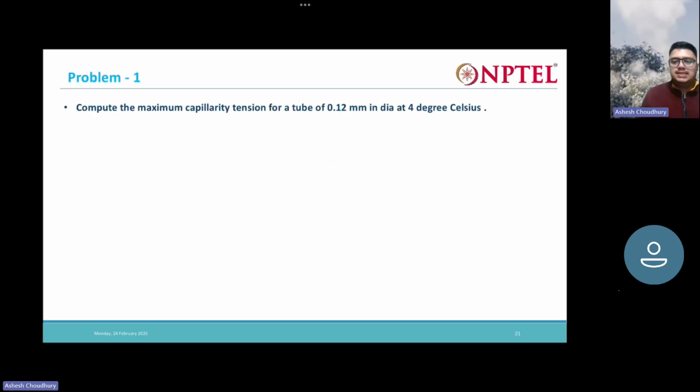So let us see this problem. Compute the maximum capillary tension for a tube of 0.12 mm in diameter at 4 degrees Celsius. So how can we do that? So for the tube, h I can write as 0.308, what is the constant C, divided by the diameter.